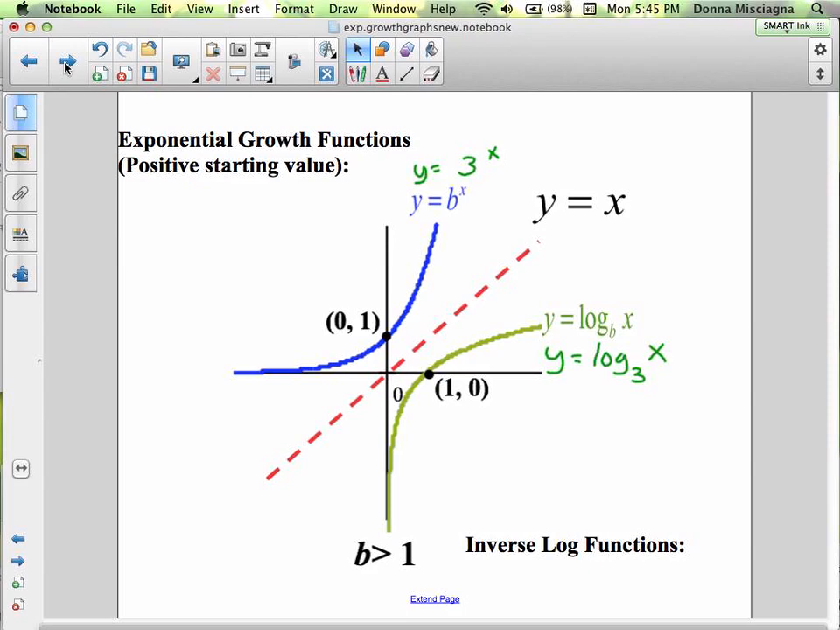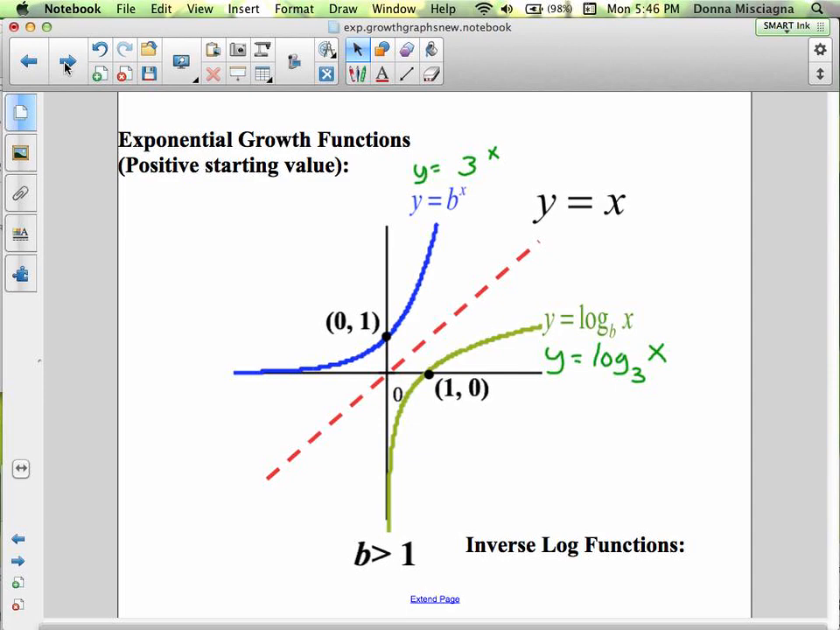All right, so here we have exponential growth in blue. y equals b to the x. Growth means that the base is greater than 1, and its starting value is 1. So we go through the point (0, 1), because anything to the 0 power is 1. So let's just say, for instance, maybe that base is y equals 3 to the x, because 3 is greater than 1. Starting value is 1 there. What would be the inverse? We would switch the x and y.